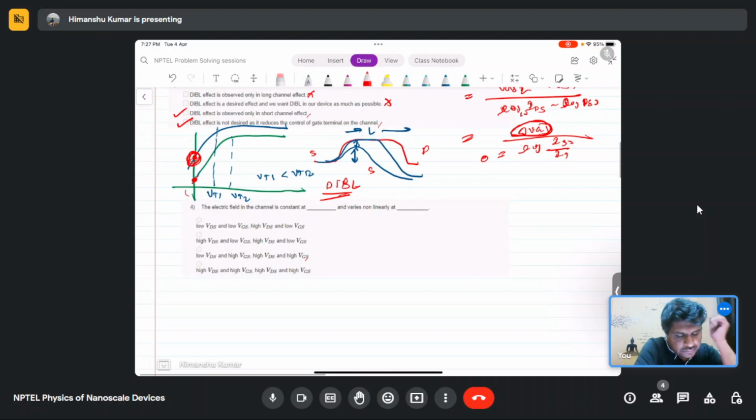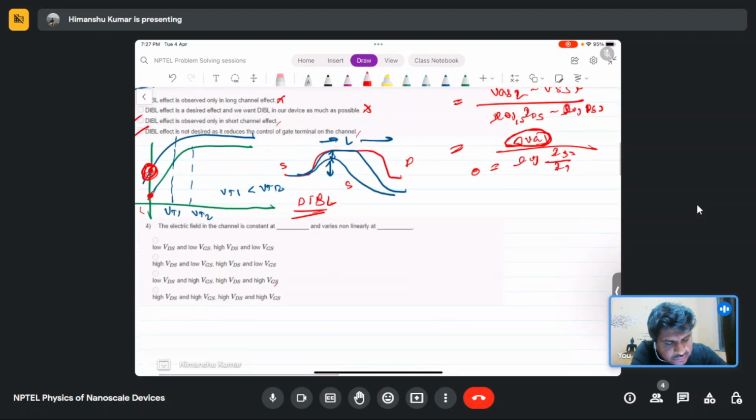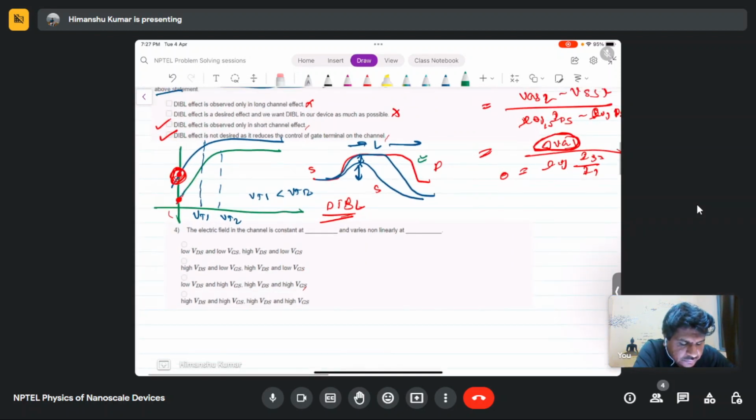Yes, sir, as you saw, you drew that diagram with source, drain, and length L. So, when we reduce the channel length, the potential barrier is reduced, as you indicated. So my question is, as the potential barrier is reduced, maybe the flow of charges from the source to drain increases. Yeah, you can understand it that way.